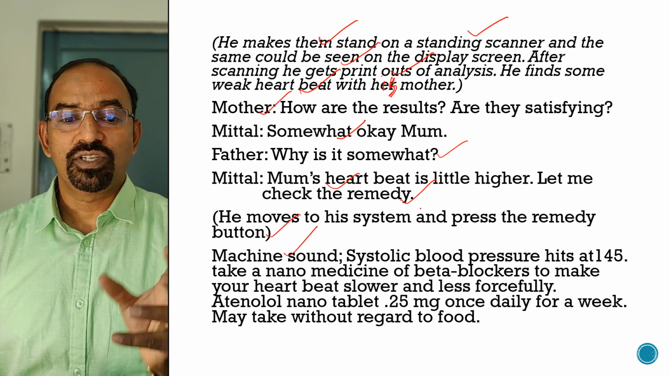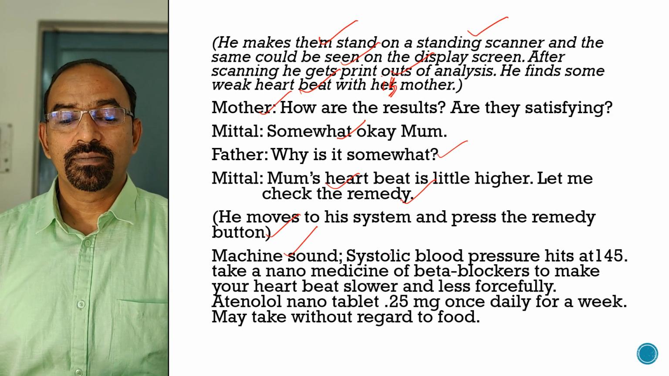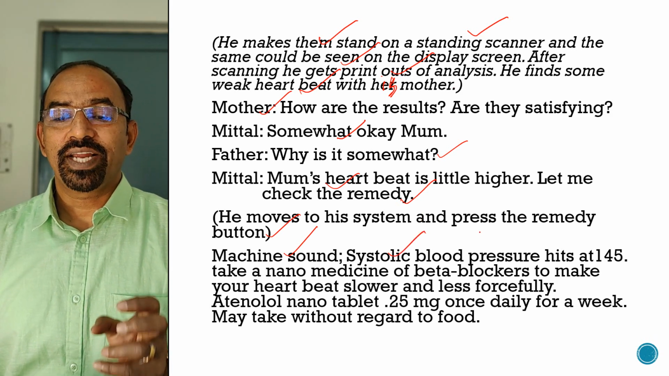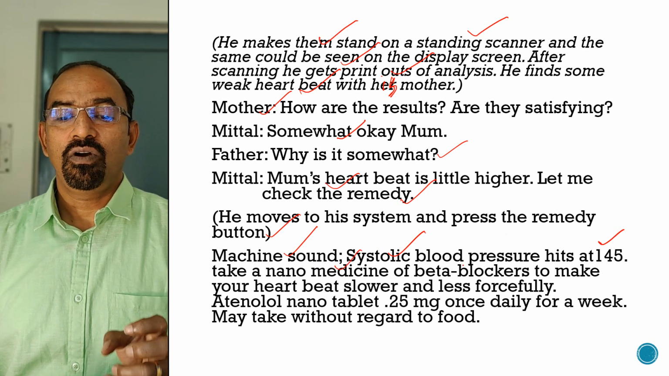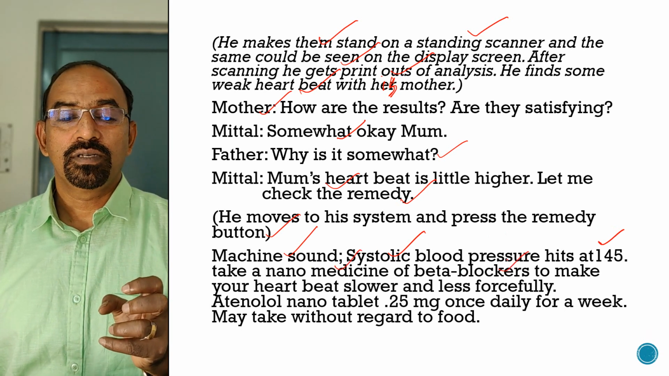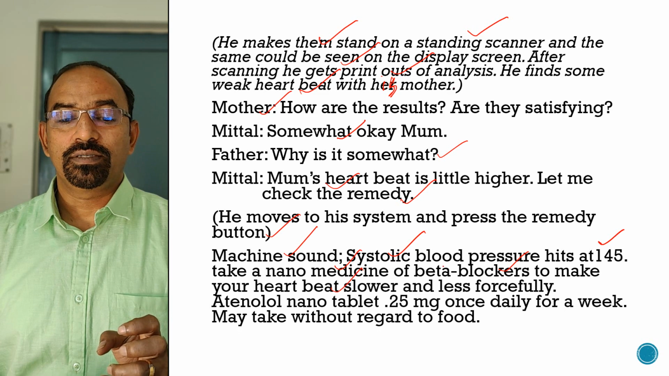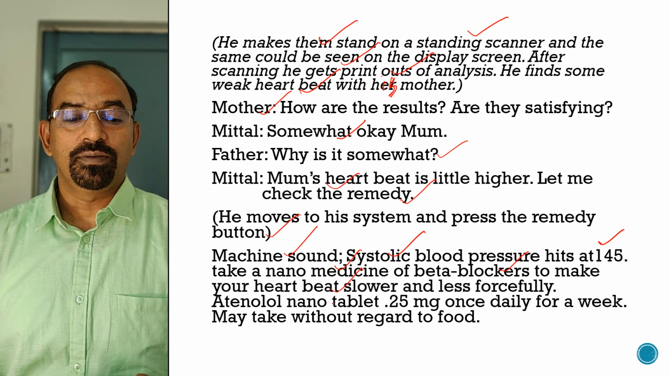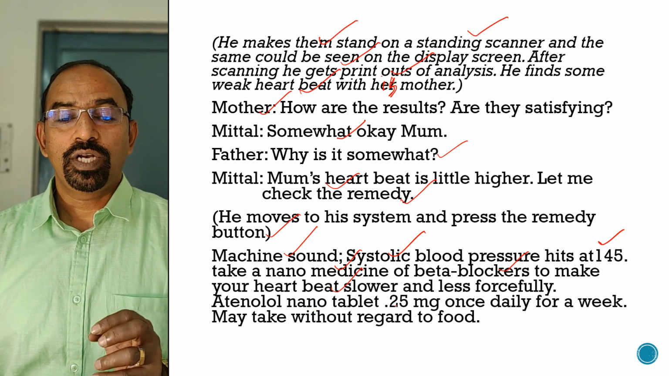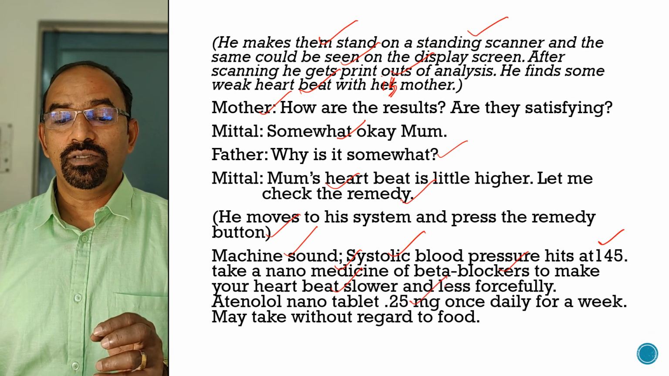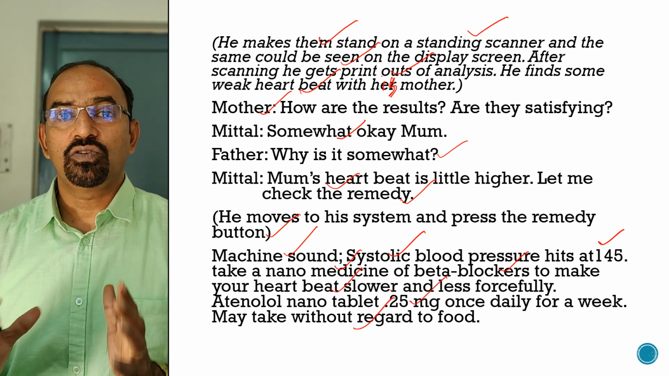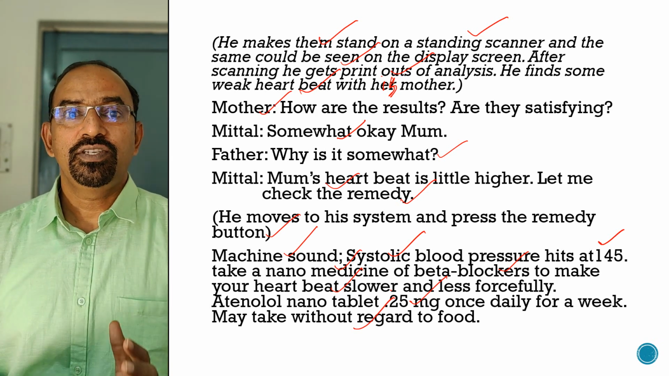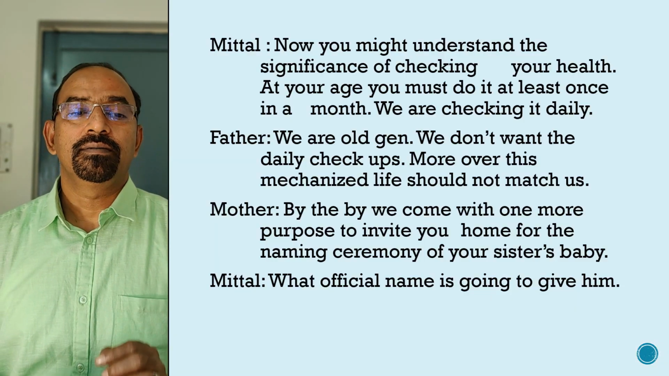Machine sound is heard. Systolic blood pressure hits at 145. Take a nanomedicine of beta blockers to make your heart beat slower and less forcefully. Atenolol nano tablet 0.25 mg once daily for a week. May take without regard to food. So this is the machine announcement they heard.